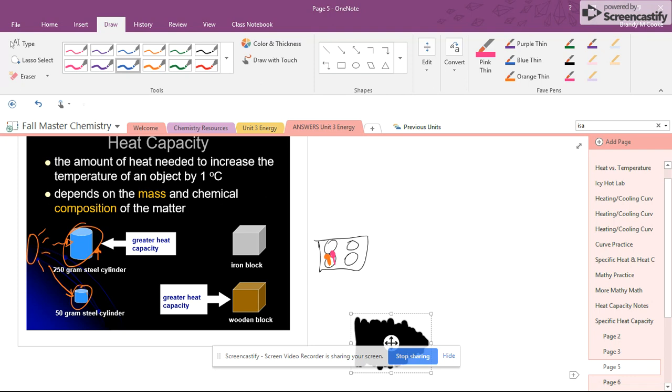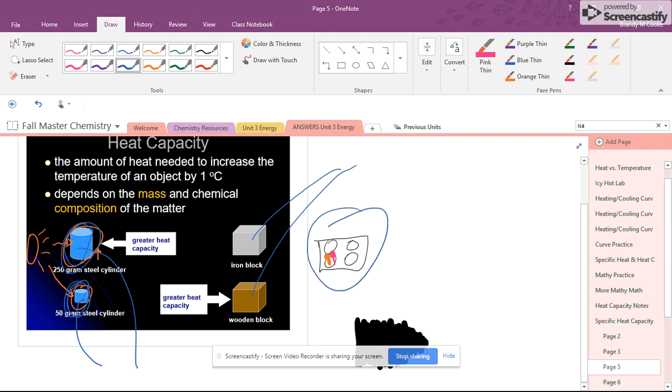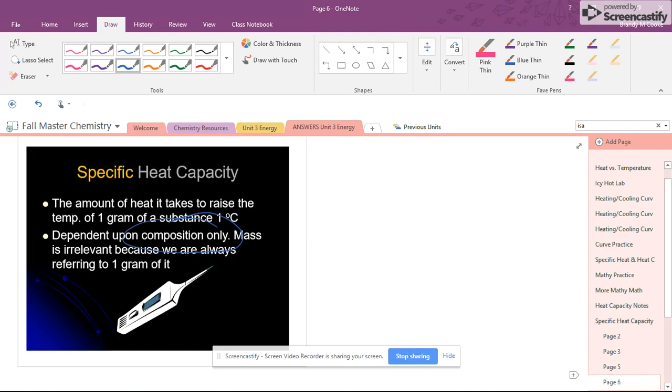Because if I go back here and look at this steel cylinder versus this steel cylinder, if I take a gram out of here and a gram out of here, I have a gram of steel no matter what. So they're going to have the same specific heat. However, if I took a gram of the iron and a gram of the wood, that would be different, kind of like our first example. So specific heat capacity is just a number that says specifically how much energy it would take to raise the temperature of 1 gram of a substance by 1 degree Celsius.